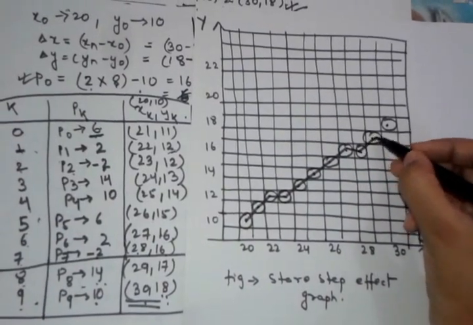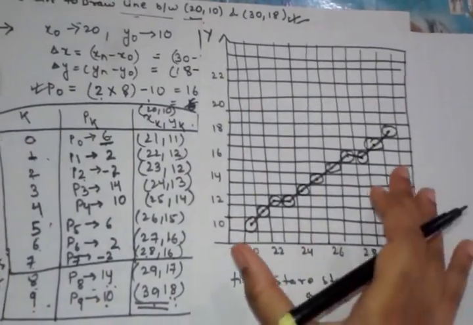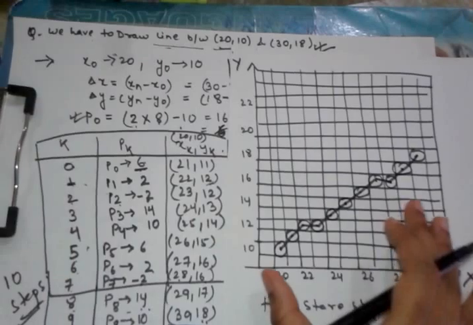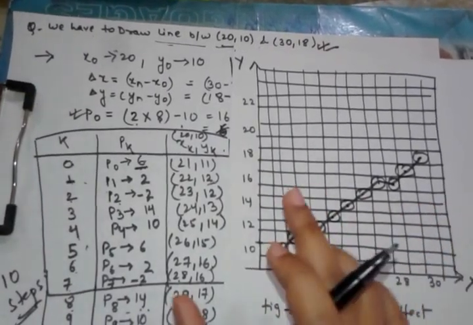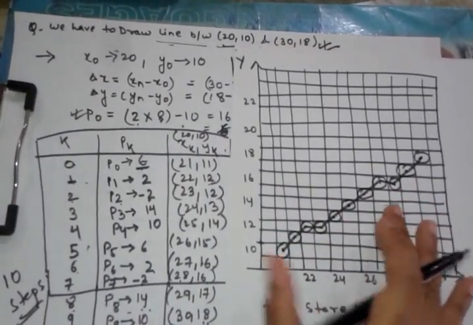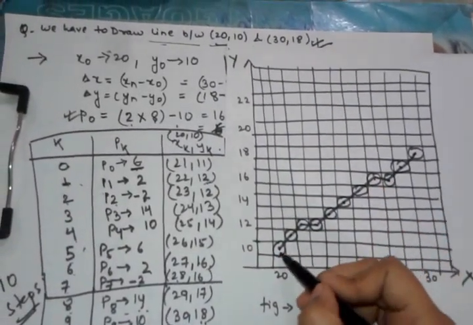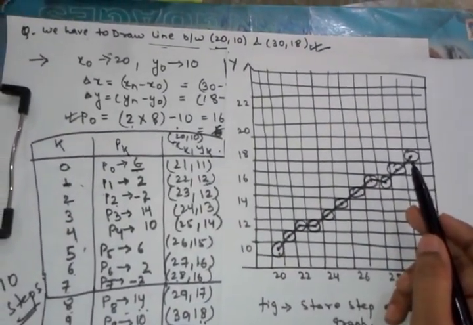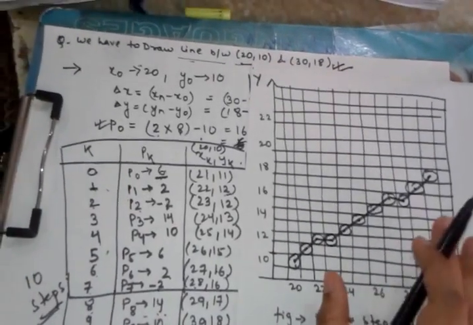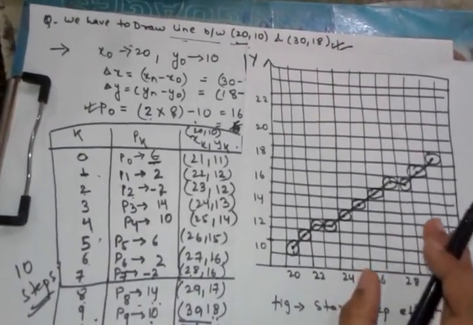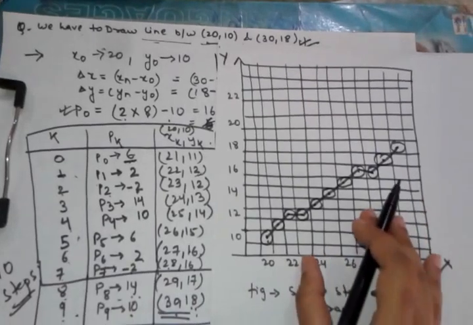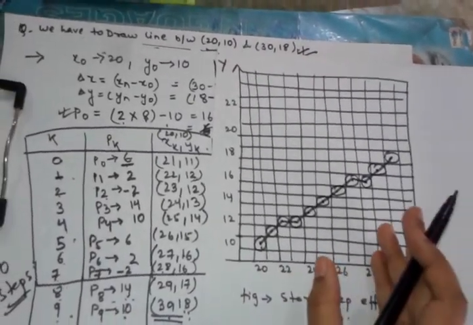So this is the line which we have to draw using Bresenham's algorithm, the line whose endpoints are 20, 10 and 30, 18. So this is all about Bresenham's line algorithm. I hope you understand this topic.